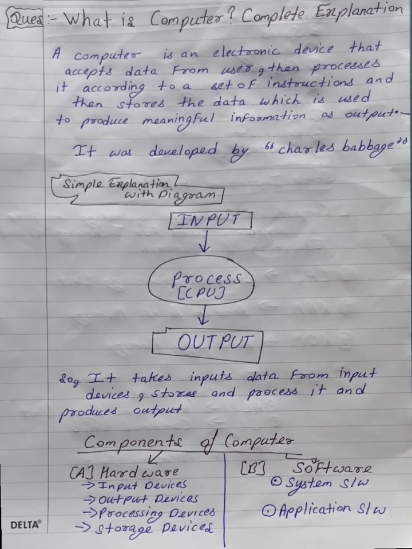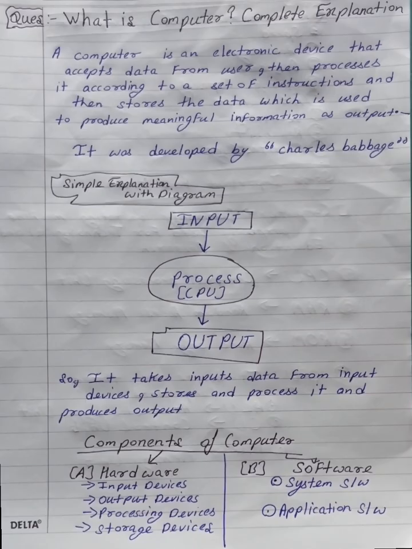Apart from that, a computer cannot think or make decisions on its own. It works according to the instructions given by the user or a program, and these instructions tell the computer what kind of task to perform and how to perform it. Therefore, the performance of a computer depends on the instructions and data provided to it.